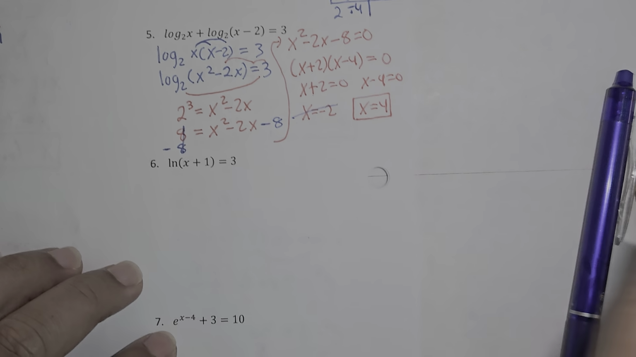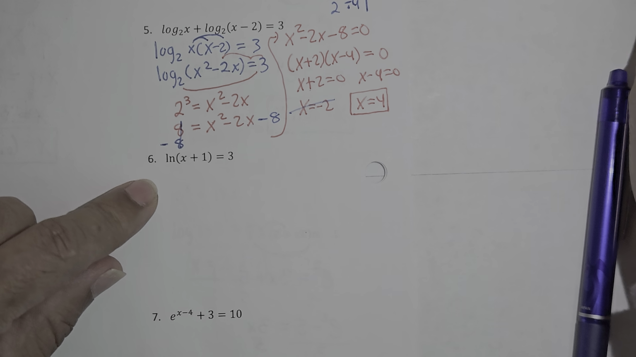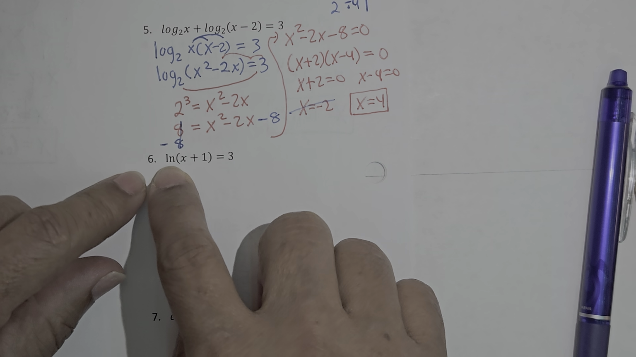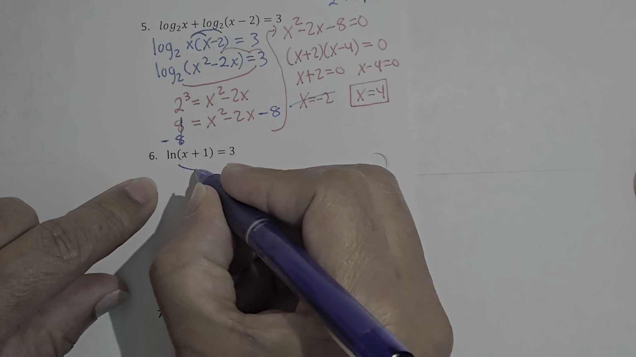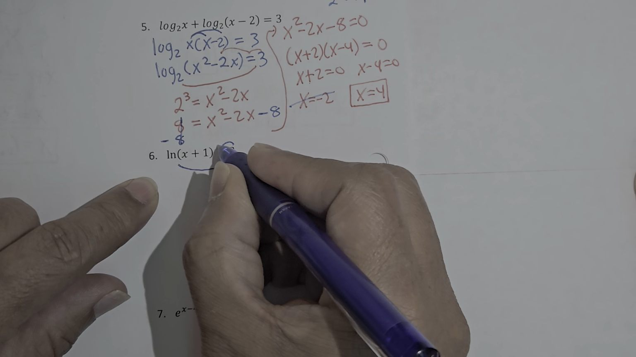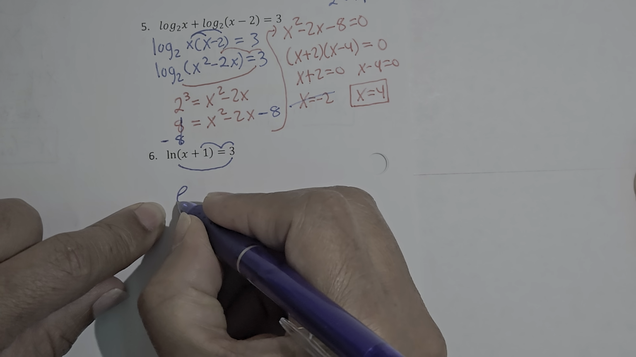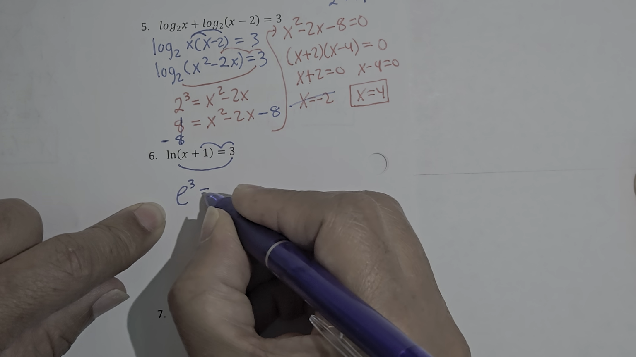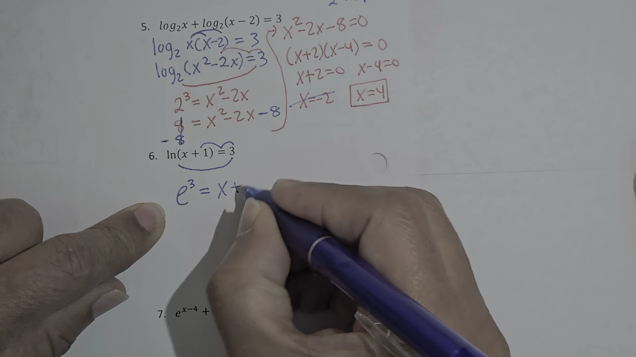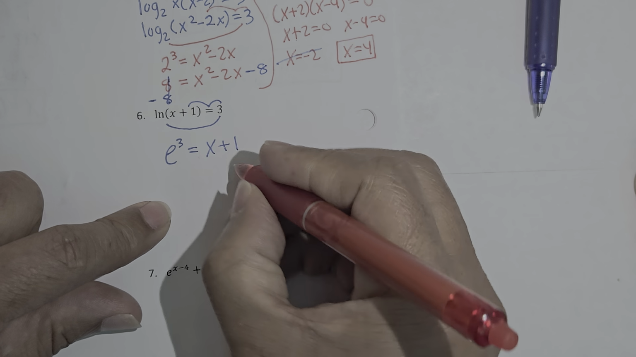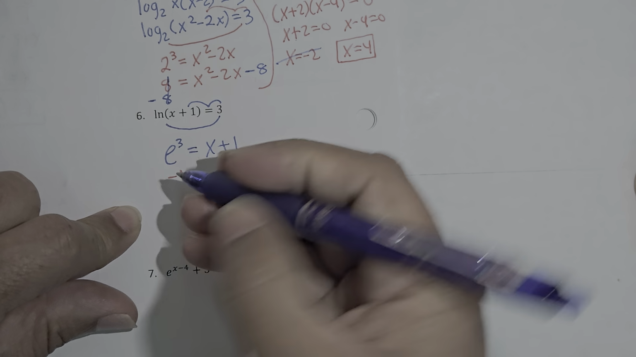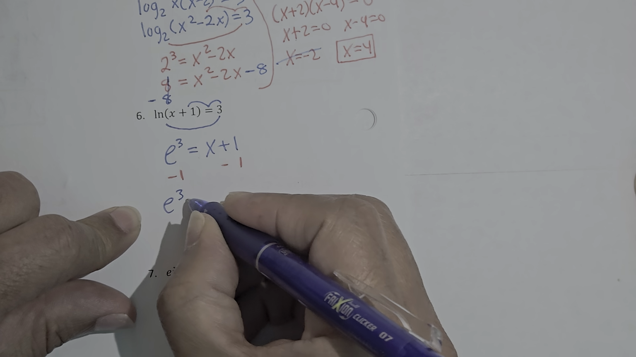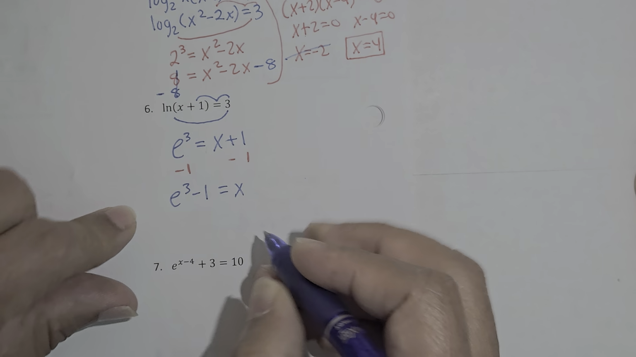All right, next example. For this one, this is a natural log, which means the base of this natural log is the number e. So take the base of this log, raise it to the power of 3, and set it equal to x plus 1. So e to the 3rd, which is a natural number, is equal to x plus 1. Then I'm going to subtract 1 from both sides of the equation. So this side becomes e to the 3rd minus 1 is equal to x.